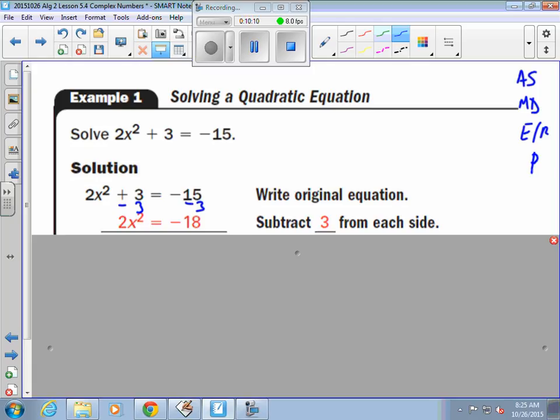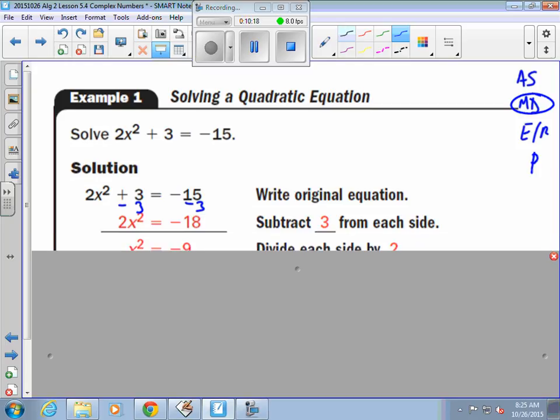Then it doesn't say 2x squared plus or minus anything anymore. It says 2 times x. So you go to multiplication and division. Undo that by dividing by 2 on both sides. Divide by 2, divide by 2. X squared is equal to negative 9.